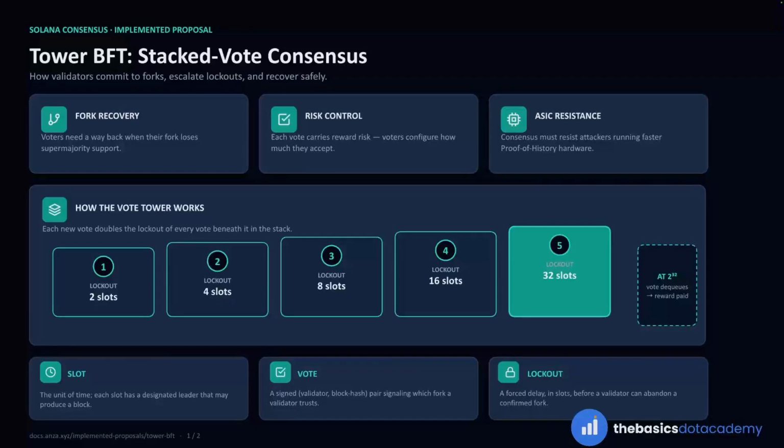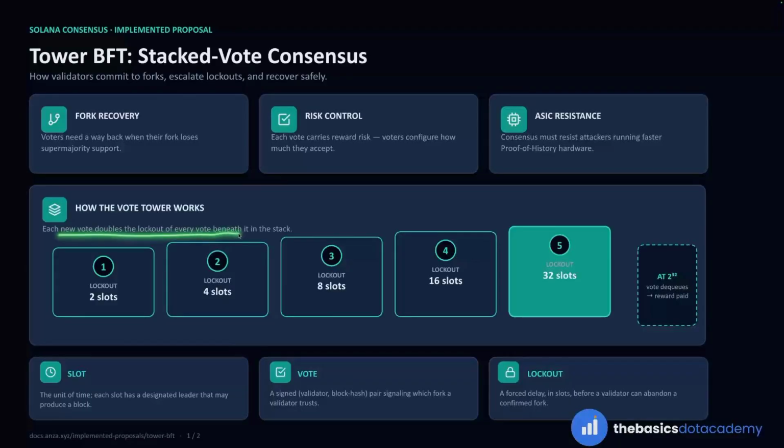Tower BFT, or stacked vote consensus: how validators commit to forks, escalate lockouts, and recover safely. In case of fork recovery, voters need a way back when their fork loses supermajority support. If you are a validator and you are voting on fork 1, what if that fork loses majority? You need a way to recover from that fork. Risk control: each vote carries reward risk. Voters configure how much they accept. Then ASIC resistance: consensus must resist attackers running faster proof of history hardware.